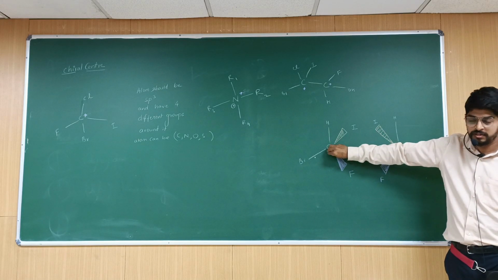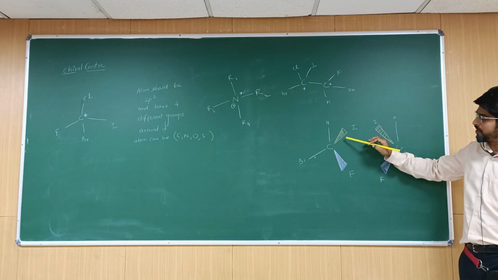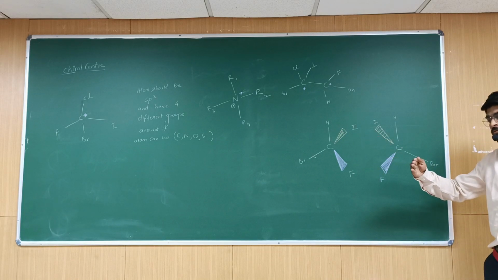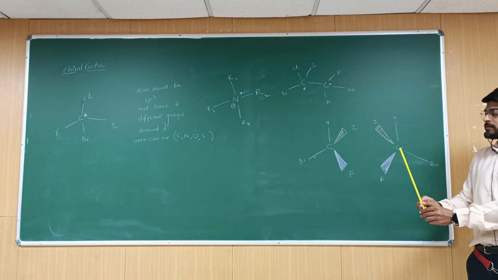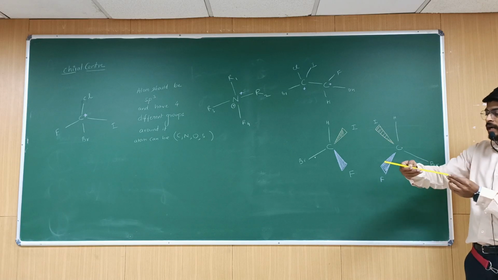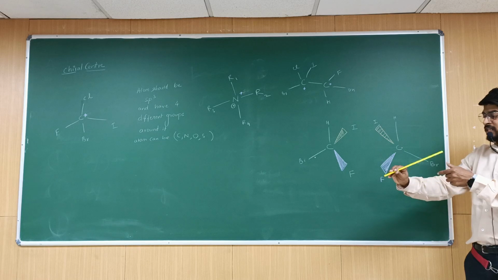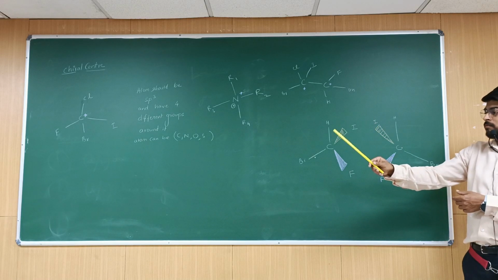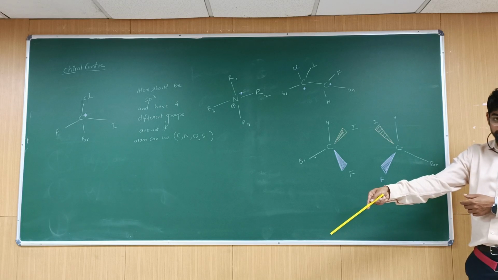Whatever I am representing by a dashed wedge, the orange colored one, is into the plane of the board. It is like this. So if this is the carbon atom, the fluorine atom is towards you like this. The iodine atom is away from you like this. The hydrogen atom is in the line like this. The bromine atom is in the line like this. That is the tetrahedral structure.